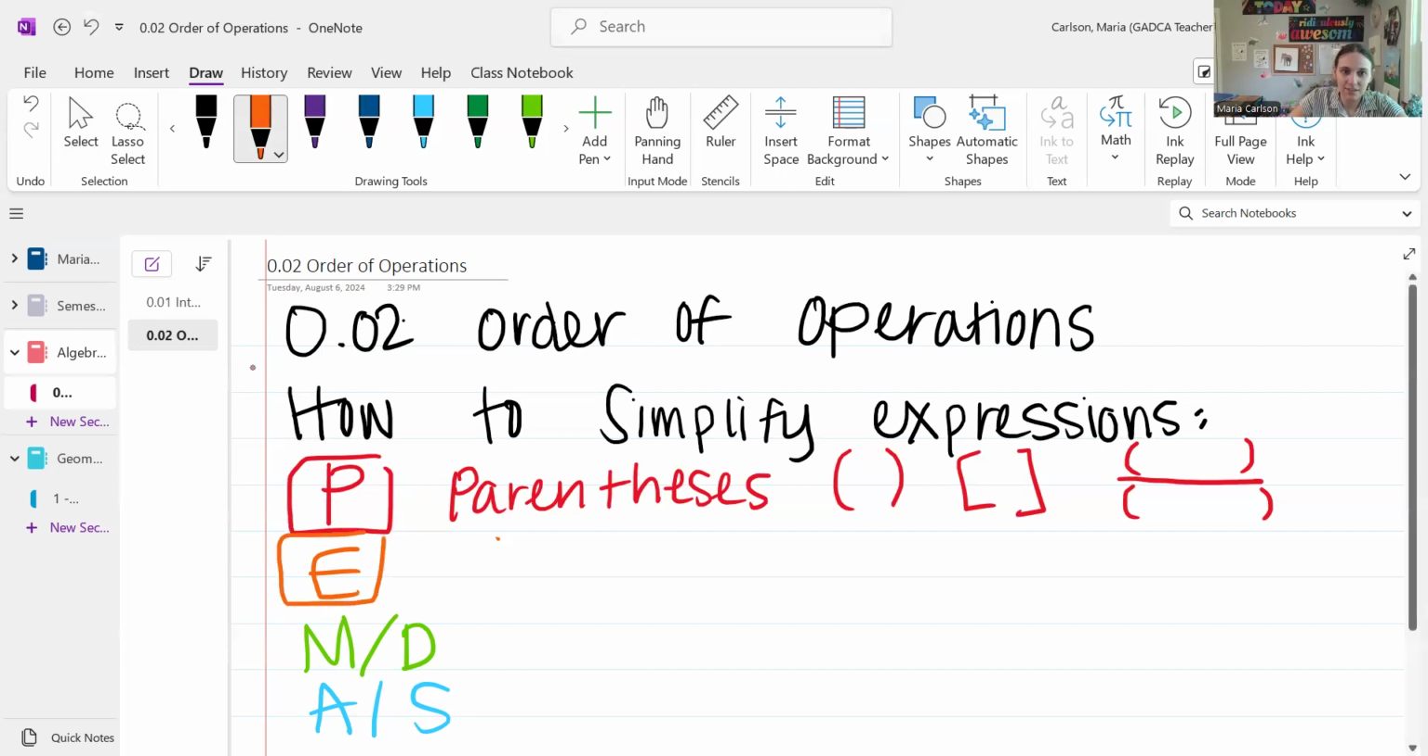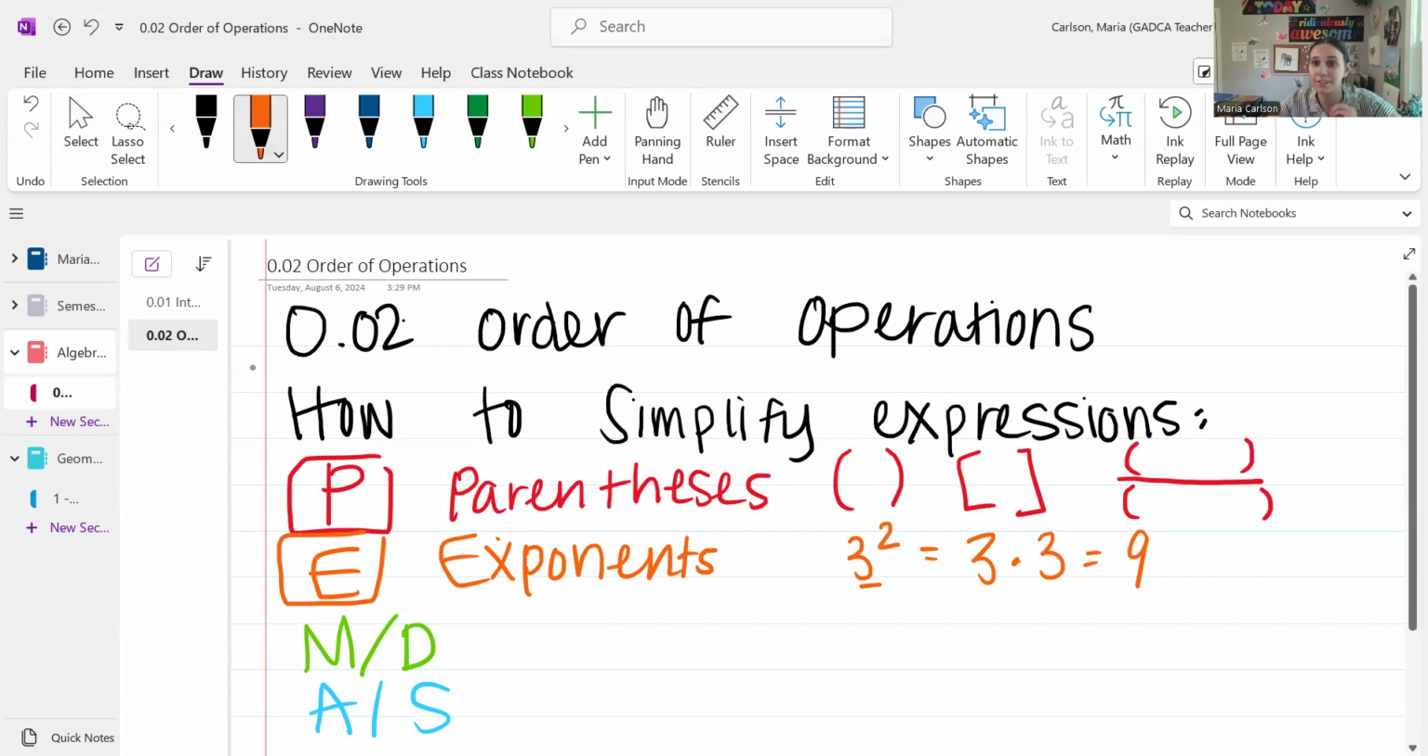Next is E for exponents. Example of exponents, 3 squared. The 2, the exponent, means I'm going to multiply the base 3 two times. So 3 times 3, which equals 9. So 3 squared is 9. It is not 3 times 2, which is 6. You don't just multiply the base and the exponent together.